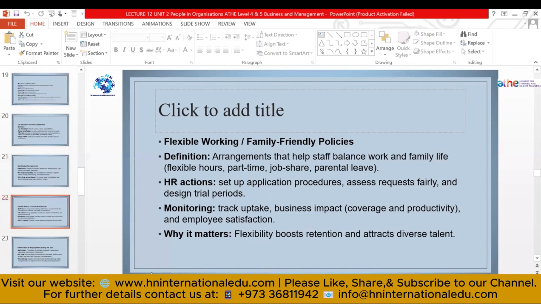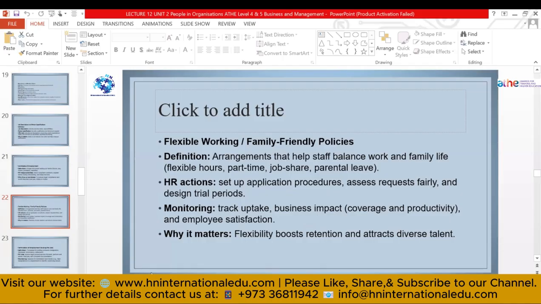Flexible working hours, family-friendly policies. What are these? Arrangements that help staff balance work and family life: flexible hours, part-time, job share, parental leave. If we're having a wedding going on, you can take one week off, but afterwards you can adjust that by coming in on Saturdays and Sundays.